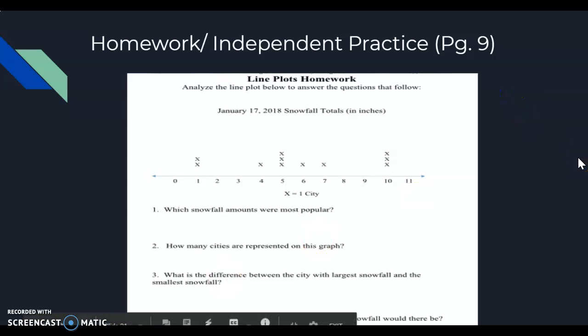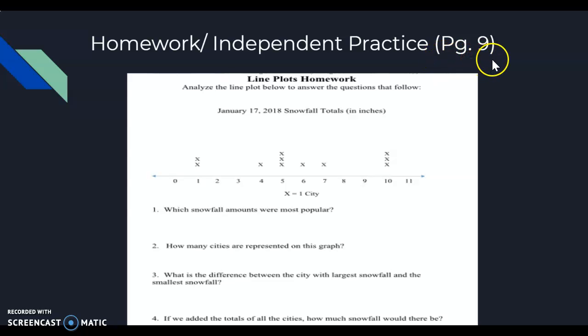And moving on to our next slide, you've got our independent practice, which if you don't complete it, is going to be assigned as homework. And this can be located on page 9 in your math binder. Most of us, I believe by this point, should have your math binder, which was included in the supplies that were picked up from school by your parents.